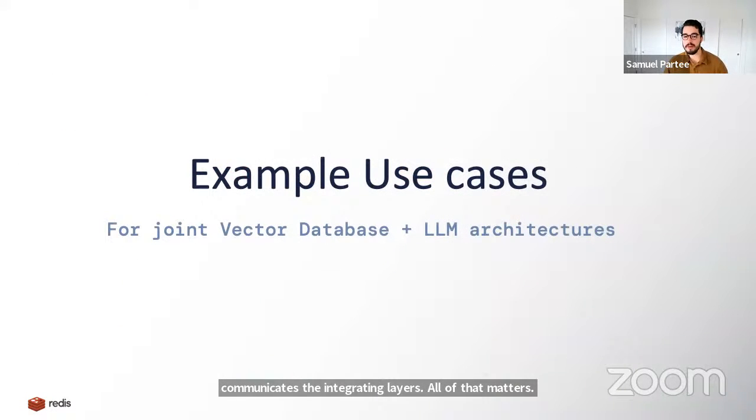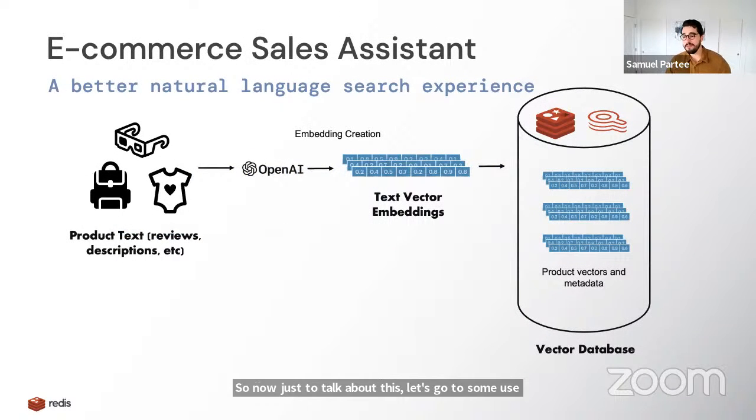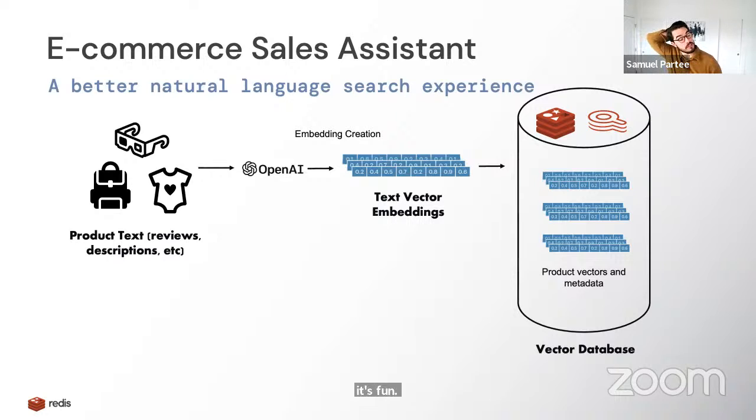So now, just to talk about this, let's go through some use cases. This one's pretty easy. You'll see some examples of this on Redis Ventures, but I talked about this one because it's fun. There's another version of this. It's not quite as cool as this, but it shows you how vector search works.